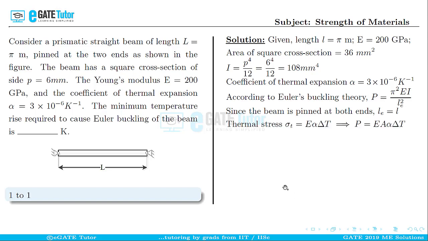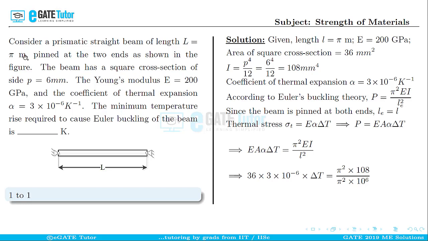delta T, but we know that stress is equal to load per area. So from that we can write the thermal load as P equal to E A alpha delta T. Now, since the buckling load and thermal load should be equal, we can write E A alpha delta T equal to pi square EI by L square. From this equation we can cancel out E on both sides. We have A equal to 36 into 3 into 10 power minus 6, the coefficient of thermal expansion alpha. Delta T is the unknown, which is equal to pi square into I, which is 108, divided by L.